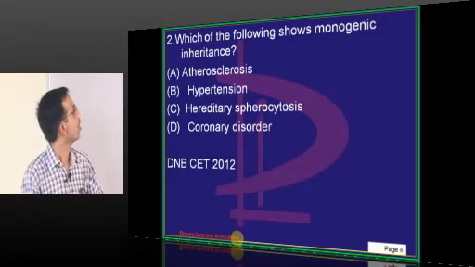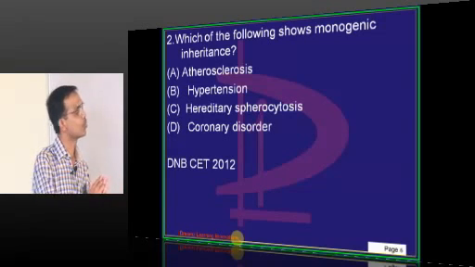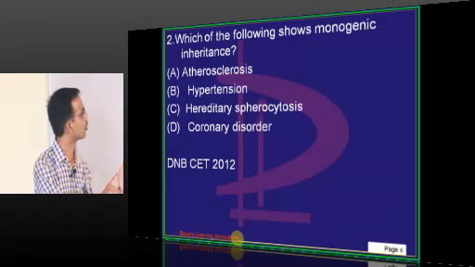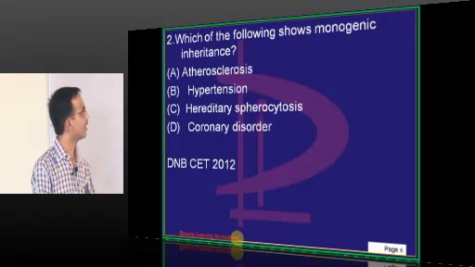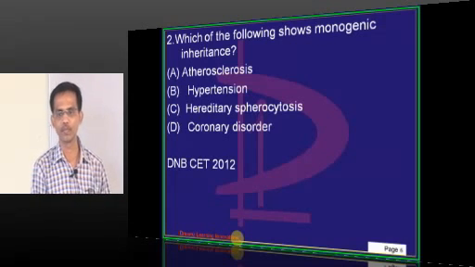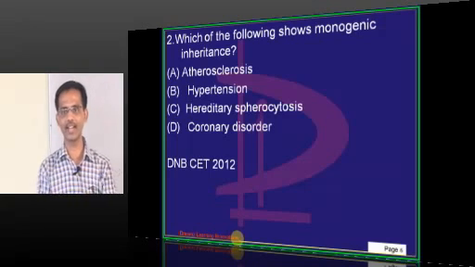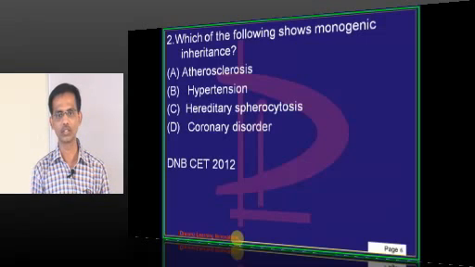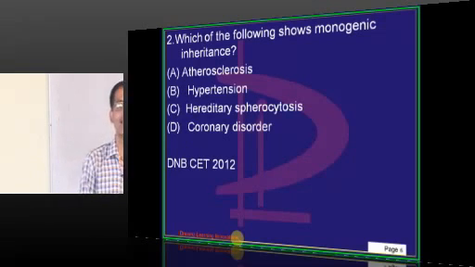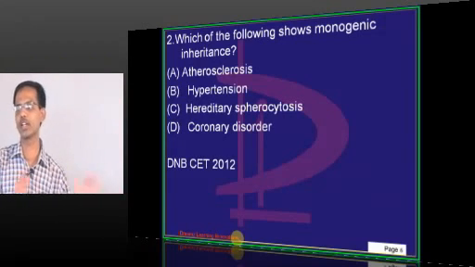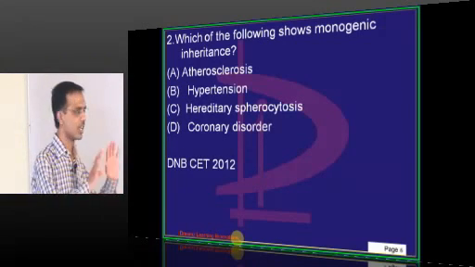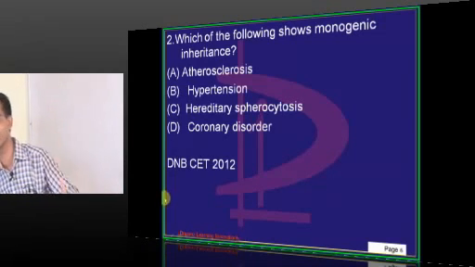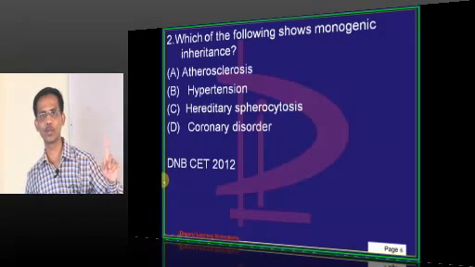Monogenic, multifactorial. Which of these following shows monogenic inheritance? Now look at them and in a clean, nice way you can exclude which is the one that shows monogenic. Atherosclerosis, hypertension, hereditary spherocytosis and coronary disorder. Spherocytosis, we have read that directly there is clean-cut monogenic single gene inheritance. What is the pattern? Autosomal dominant. It's a dominant inheritance. Now, how are we going to remember which is dominant, which is recessive, which is X-linked? I'll come to that later. At this point, just remember it's monogenic inheritance. It's not multifactorial. One single gene getting hit.